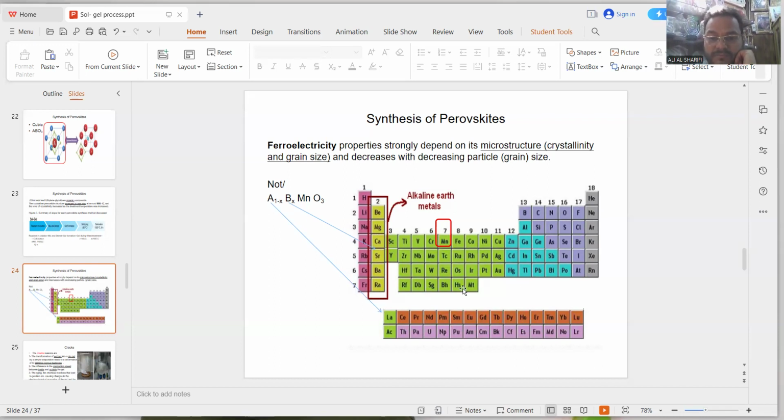Manganese is from the transition metals. I selected it because it's very interesting and has amazing advantages, like the different oxidation states. We will talk about all of that in the next slide.